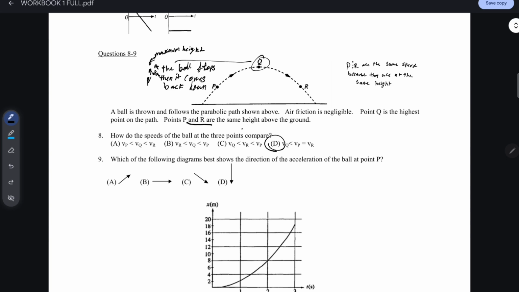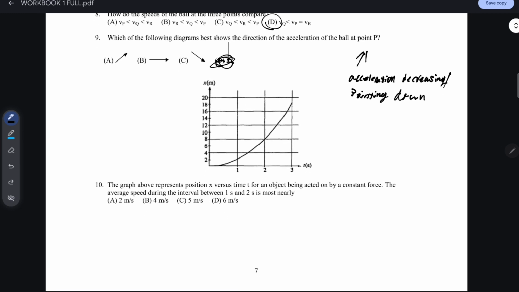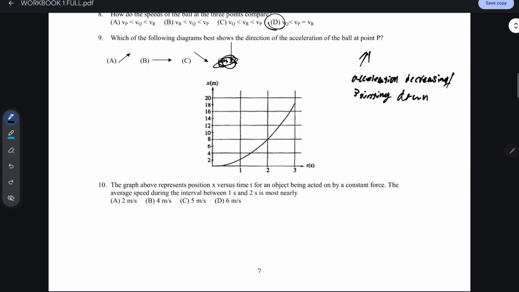Okay, so on question number 9, we know that P is moving up, but gravity is still acting on it, and because of that, acceleration would be pointing down. So it would be D, not B, D.